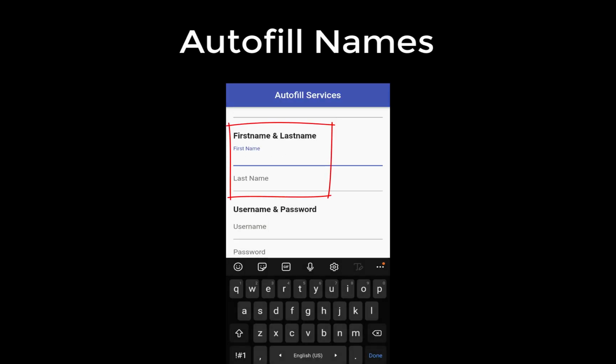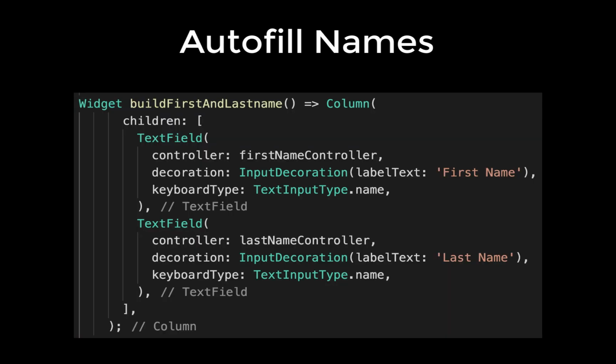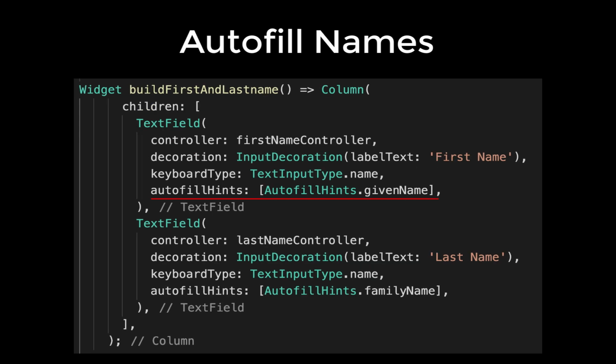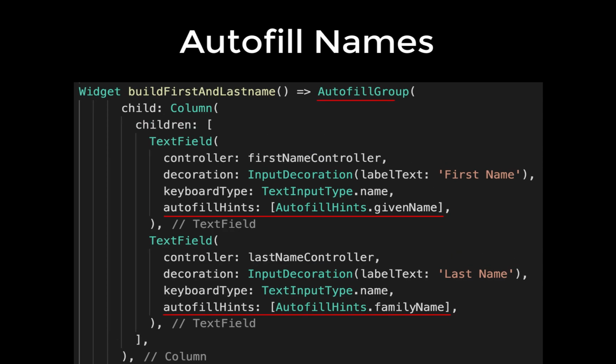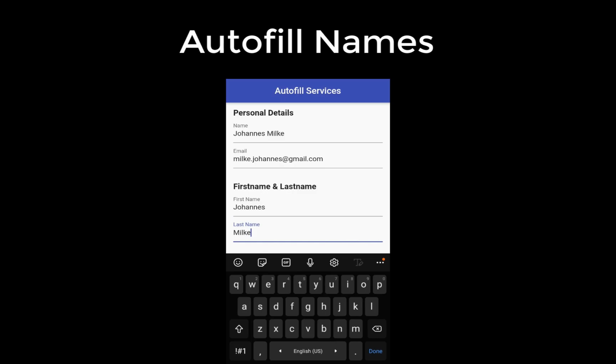Let's autofill multiple information at once, so we create a first name and also a last name text field. For the first name you need to add autofill hints given name, and for the last name add as a hint family name. Lastly, you need to wrap an autofill group widget around both text fields so that users need to tap only once to autofill multiple and related text fields.